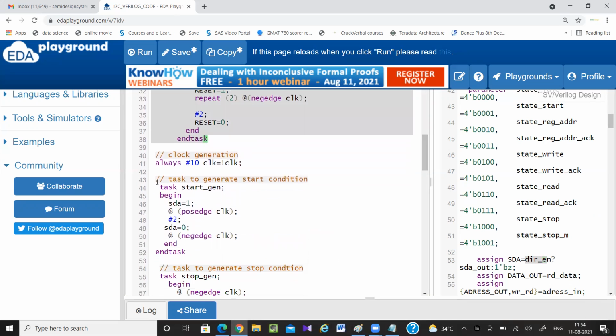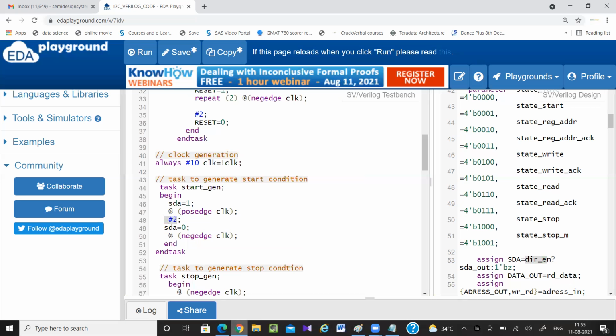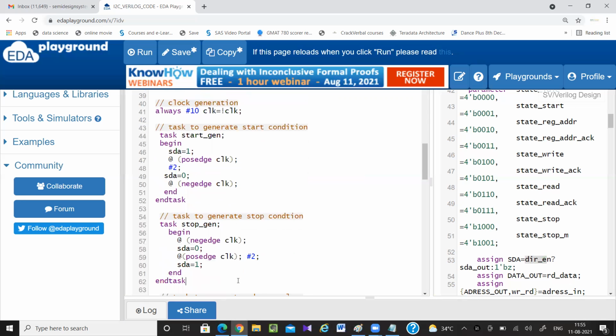So see, this is the start condition. In the start condition, I am first making my SDA equal to 1. Then I am waiting for passage of clock. Then I am making SDA equal to 0. So whenever there is a passage of clock, at that time SDA will go from 1 to 0. I have given a #2 delay, which means this delay. After that, I am making SDA 0. Similarly, the stop condition is its opposite. First I am making SDA 0, then I am making SDA equal to 1.